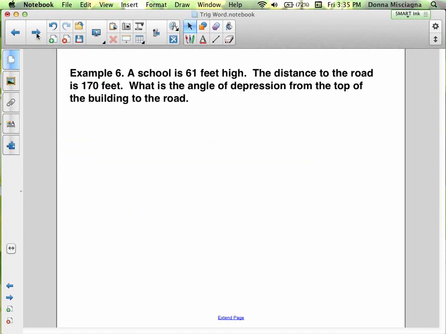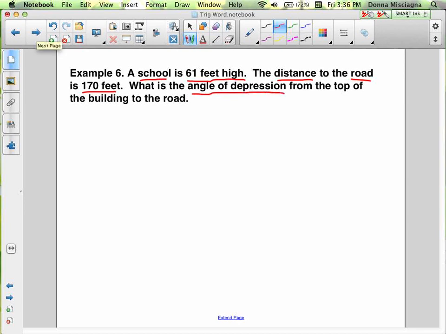So we have a school that is 61 feet high. The distance to the road is 170 feet. And we want to find the angle of depression from the top of the building to the road. I think this helps give you some context. That's why I like to make things look like what they are as opposed to just drawing a triangle. That helps me set that up.